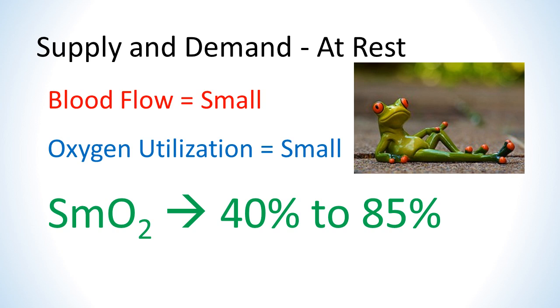The supply and demand are both small, so a small change in either one can make the SmO2 rise or fall. There may be some possible uses for monitoring resting SmO2 values or seeing how they trend over time, but at this point it's not a primary input for training athletes because we want to see what happens when they are actually performing their sport.